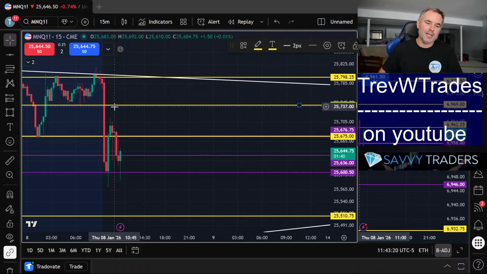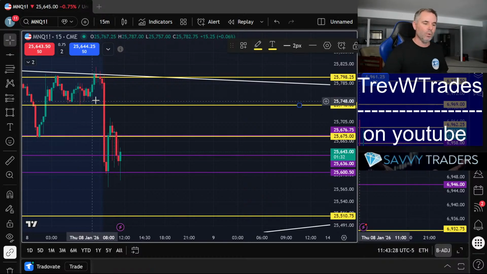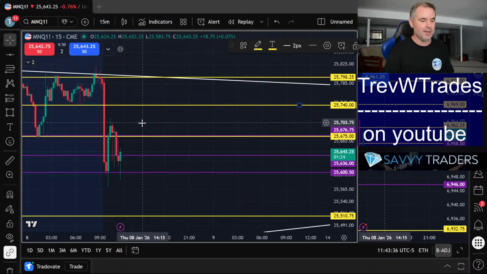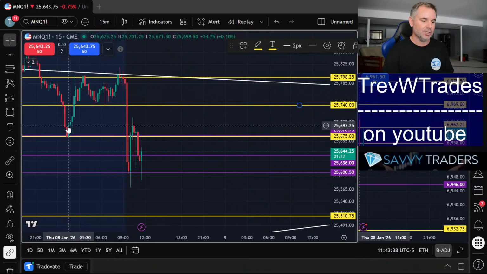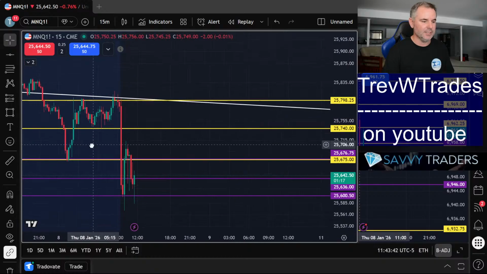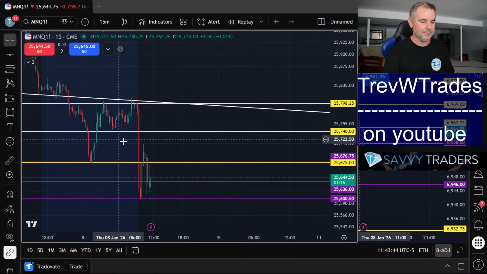I feel like I sound like a broken record, but it's because it's very simple. Once you break the support or resistance, in this case support, you come back up to it, it's resistance. It's that simple. Just look for where we're struggling. Look for where we couldn't continue higher or lower, right?